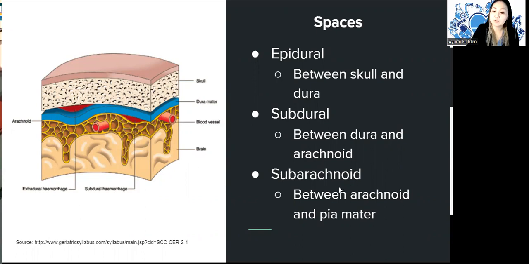The subarachnoid space is between the arachnoid and the pia mater. So, for example, if the patient had an aneurysm that has ruptured and had bleeding, you're going to see bleeding in the subarachnoid space.